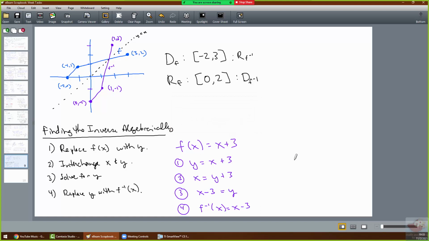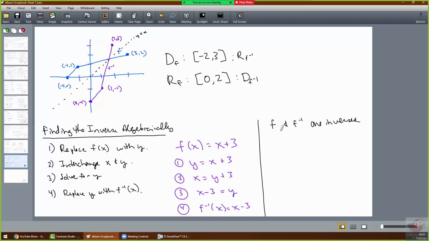The last part is the real definition of an inverse. F and f inverse are inverses. I know this is weird. Why are we calling it f inverse if it's not an inverse? It's like naming your child doctor and they turn out to be a lawyer. How disappointing for your family.